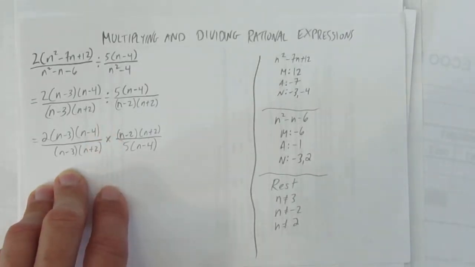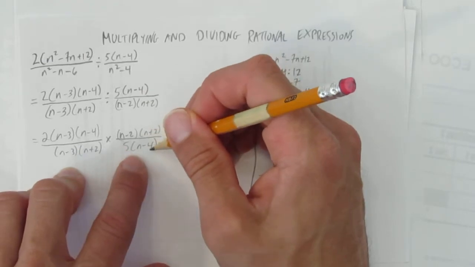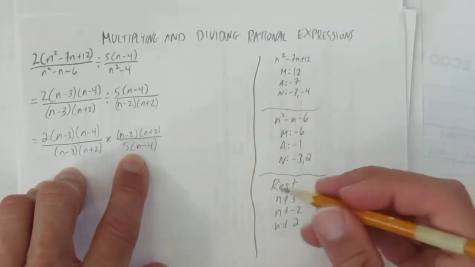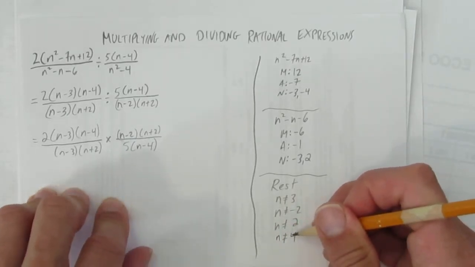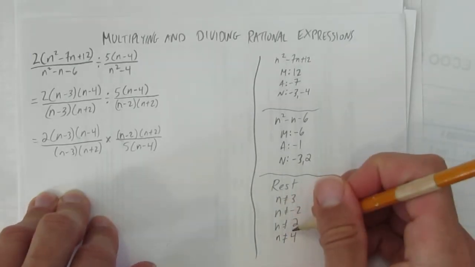Just before I do though, I better make sure I didn't introduce any new restrictions. I flip this fraction, now there's this n minus 4 on the bottom. That means n can't be 4, which I didn't have, so I better record that restriction, n can't be 4. So make sure you check that second time to make sure you've got all the restrictions.